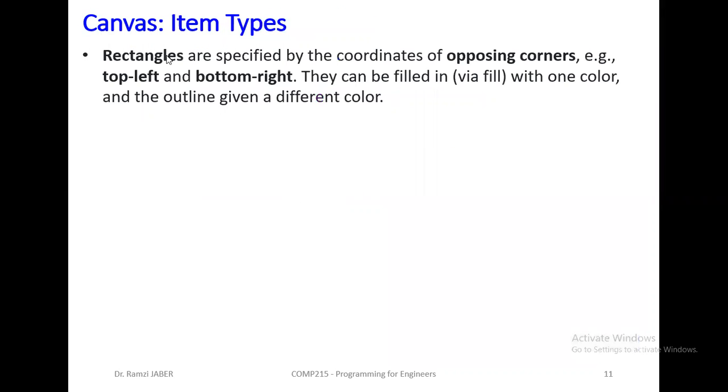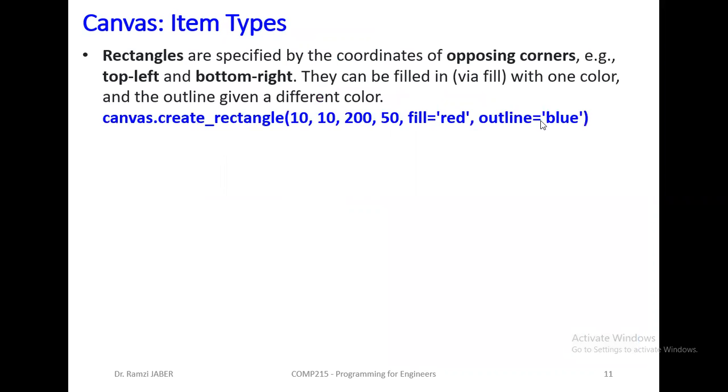We can create a rectangle. This is the line of the rectangle. Create_rectangle, the same as line. We put the first corner and the second corner. 10, 10 is the first point of the diagonal, the line of the diagonal. Okay, 10, 10, 250. Then optionally, we can fill with other options.